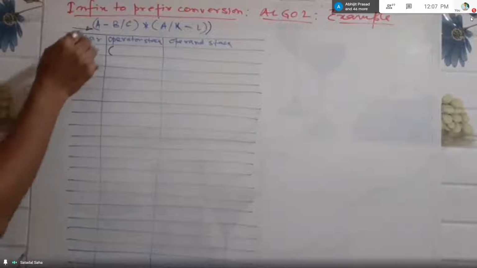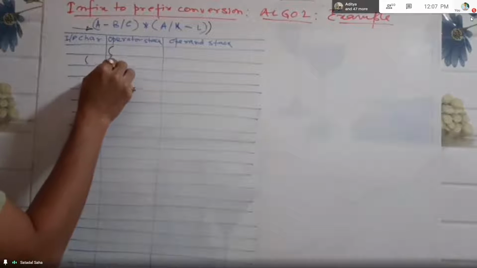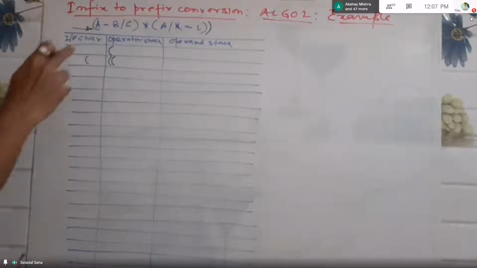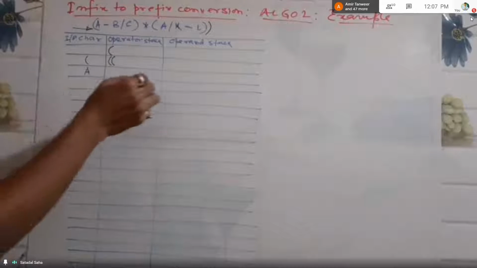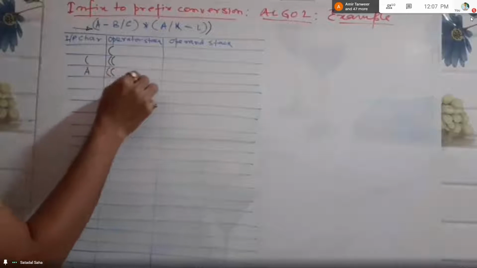And then we'll have to scan this infix from left to right. We need to scan this infix expression one character after the other. So first we are having this opening brace, and this opening brace will be treated as an operator. So it will be put in the operator stack. And then the next character is capital A. So this A is scanned, and A is an operand, so it will go to the operand stack, and operator stack will be as it is.